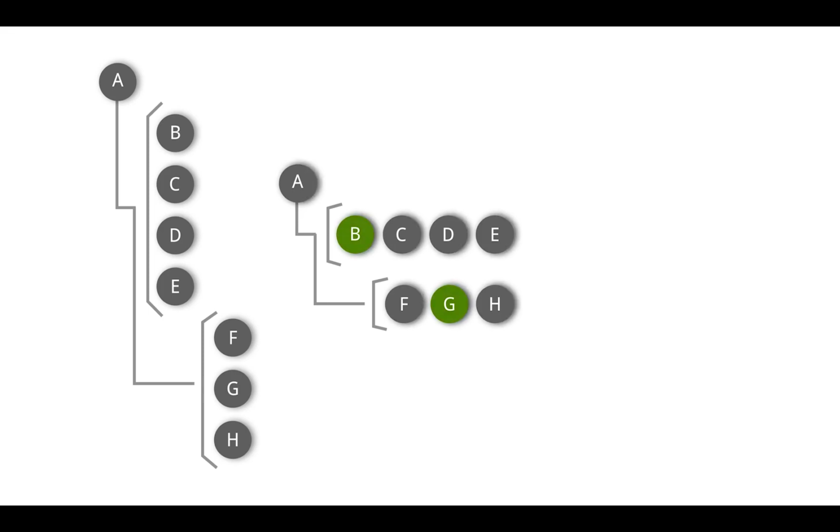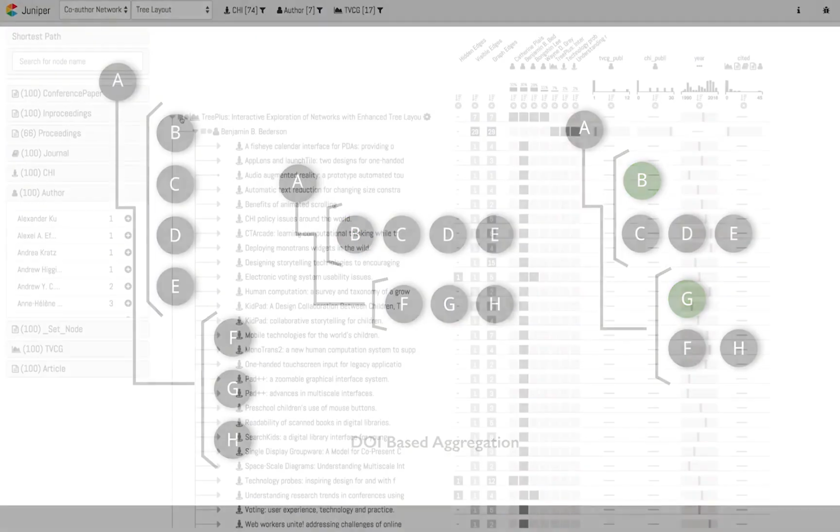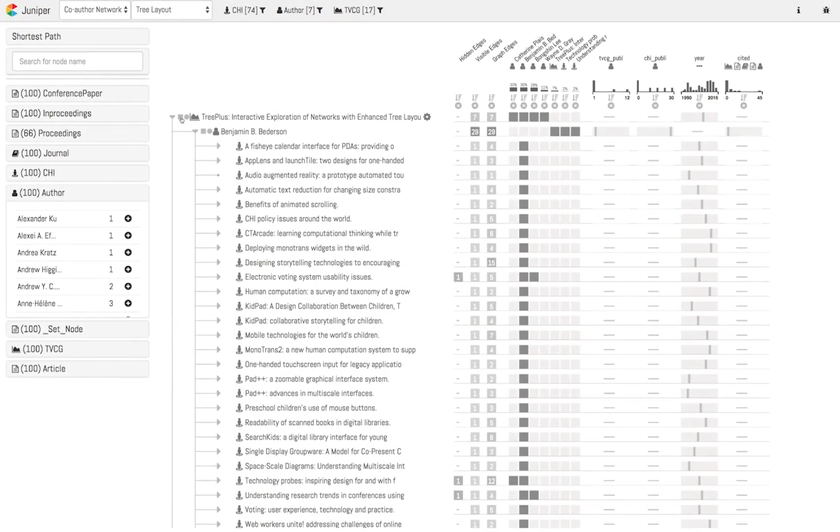If we, however, are interested in a specific subset of nodes, we can use attributes to define a degree of interest function, which preserves individual rows for these nodes. Here, we define a DOI function such that nodes B and G are of interest. Aggregating will now assign B and G unique rows while aggregating all others. Let's go back to Juniper to see this in action.